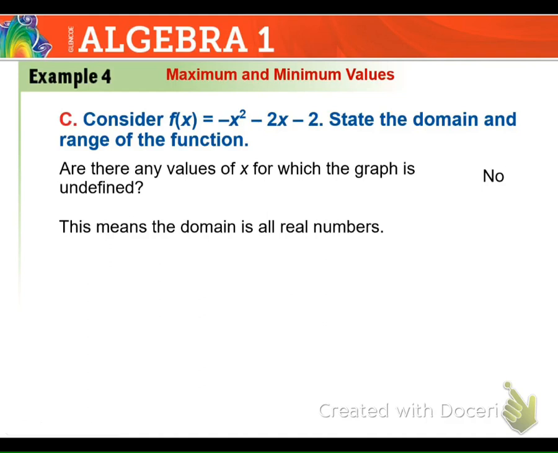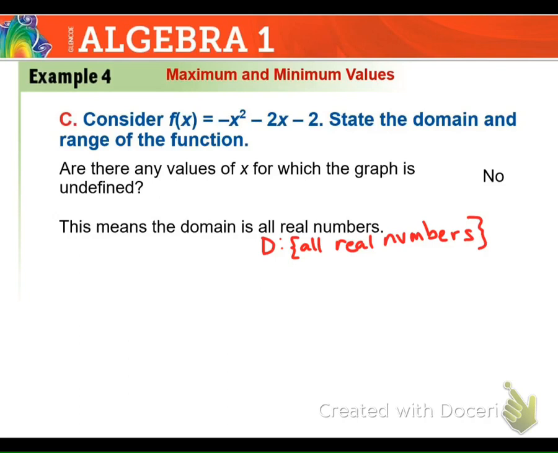So because of that, you would tell me my domain is all real numbers. That means I can plug in any x. That is something that should happen for all of our domains for our quadratic functions. Same thing happened with our lines. With all of my lines, my domain was all real numbers, and my range was all real numbers.